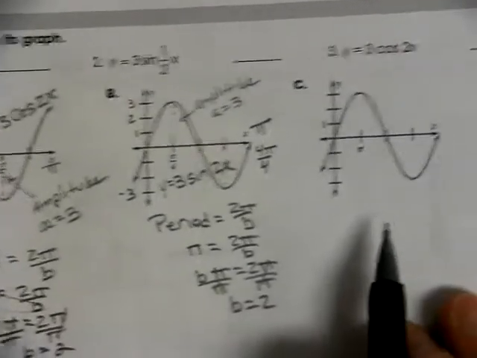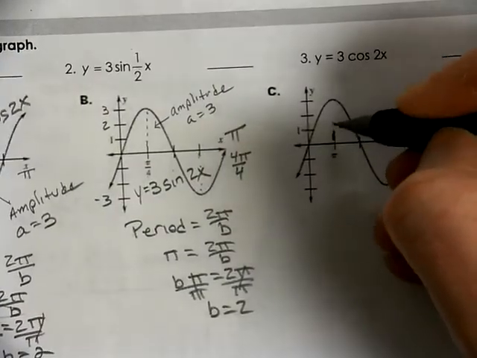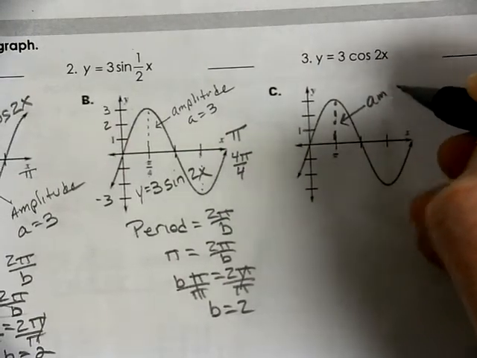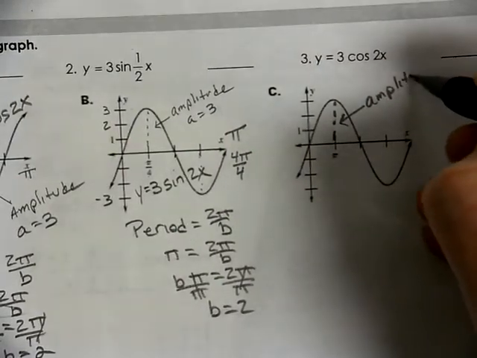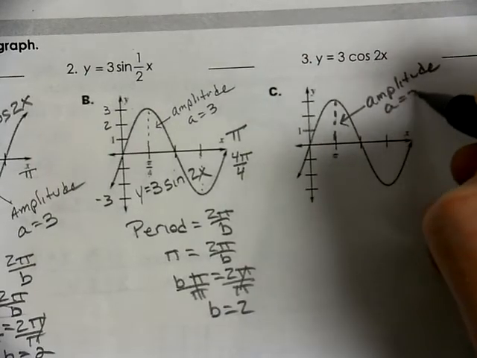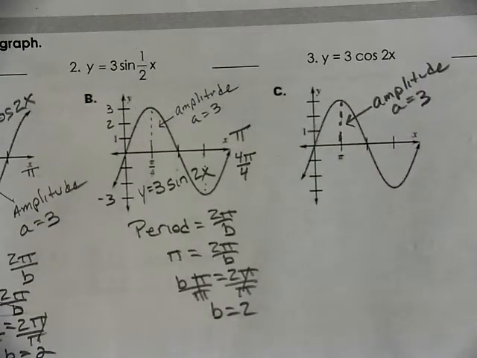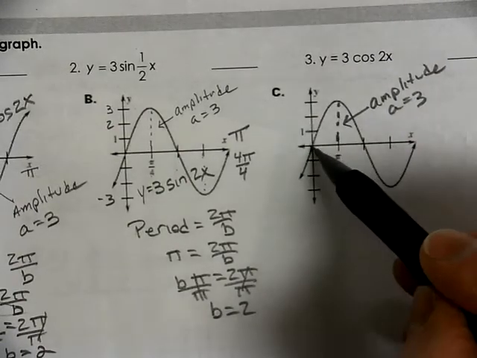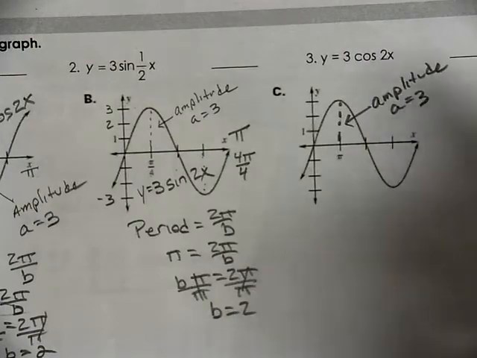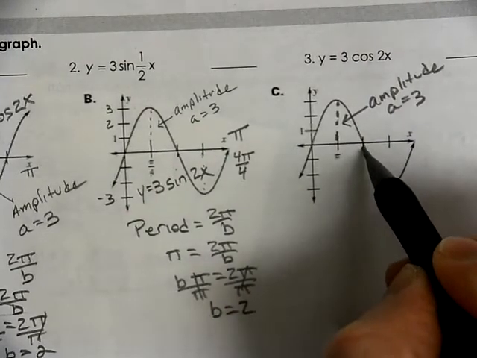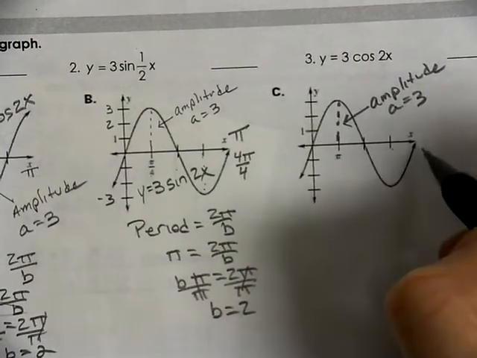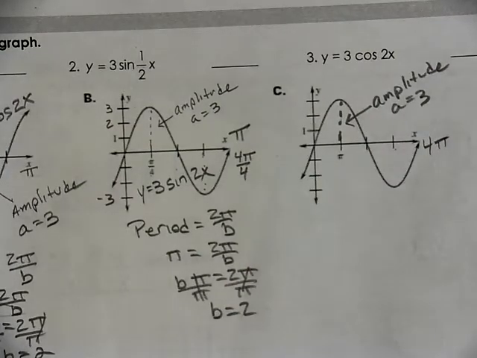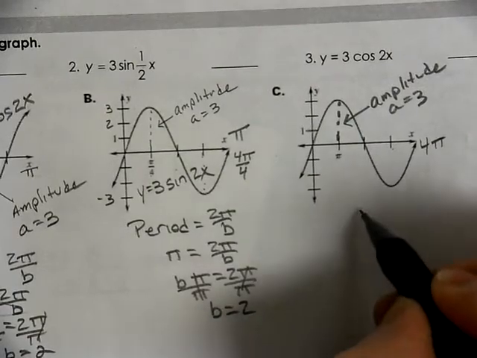Process of elimination leaves us for the last one, but I'll work it through for us so you can get an understanding. This is your amplitude. This is your A equals 3. All three equations had that. Looks like a sine graph because it starts at 0, then it goes to a max and works its way down. This is 1 pi, 2 pi, 3 pi, 4 pi. This looks like it's twice as long as a normal parent function.